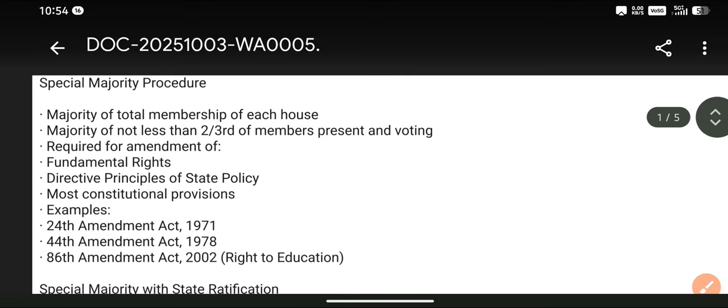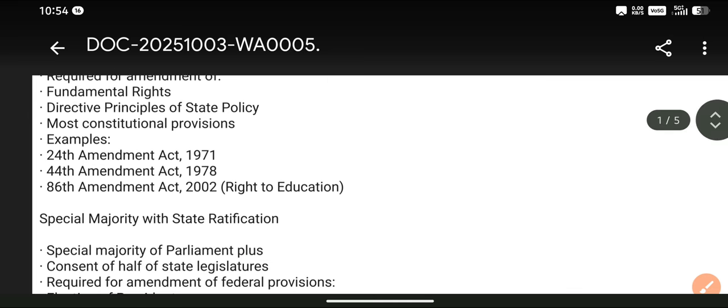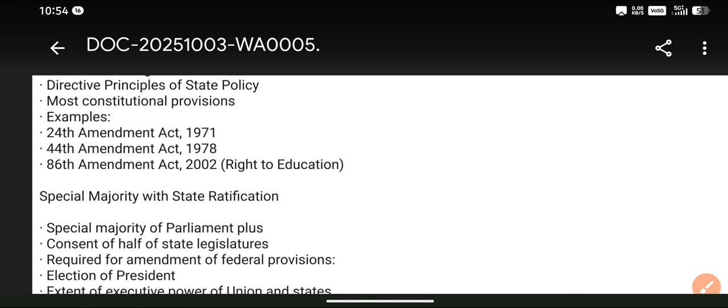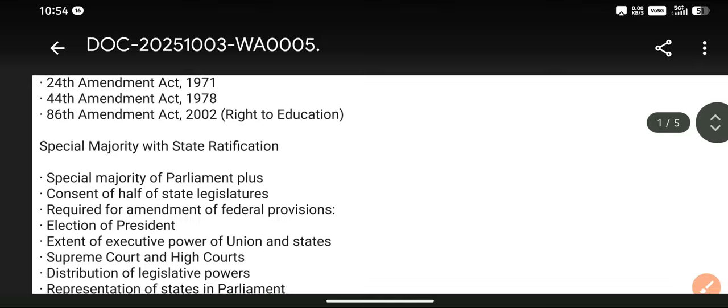Special majority procedure. Majority of total membership of each house. Majority of not less than 2/3 of members present and voting. Required for amendment of fundamental rights, directive principles of state policy, and most constitutional provisions. Examples: 24th Amendment Act 1971, 44th Amendment Act 1978, 86th Amendment Act 2002, Right to Education.